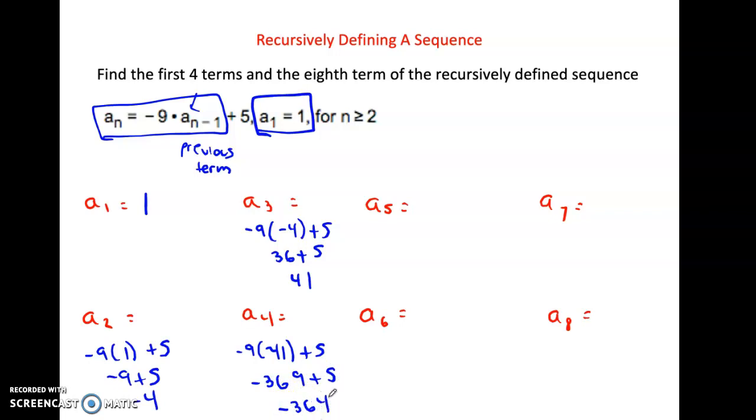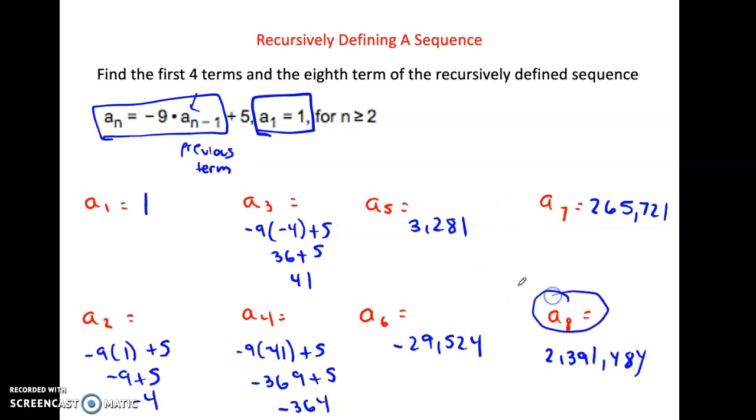And if I did my math right, for a sub 5, I got 3,281. I'm just putting the answers as per some of your suggestions on the discussion. This is negative 29,524. This is 265,721. And a sub 8, which is the last number that they're requesting, is going to be 2,391,484. So your final answer would be this one, this one, this one, this one, and this one.